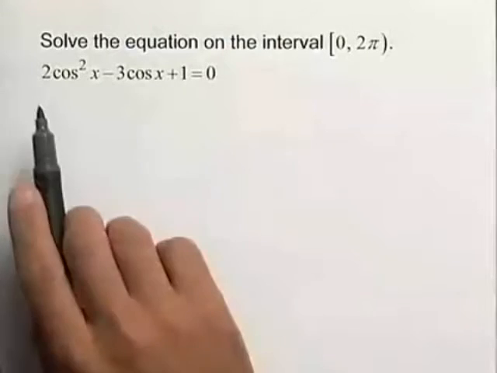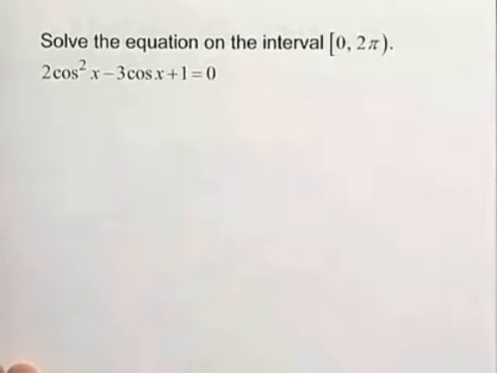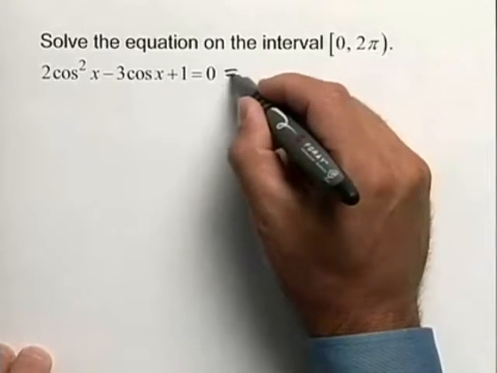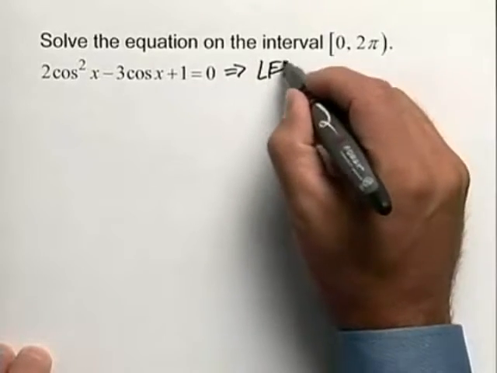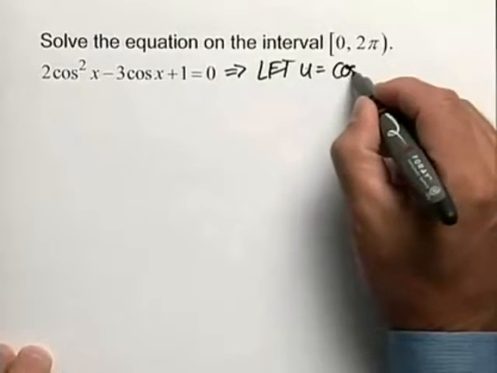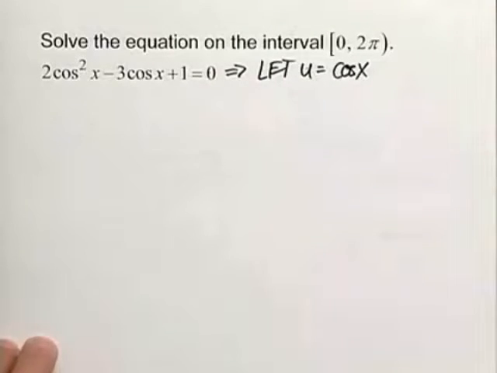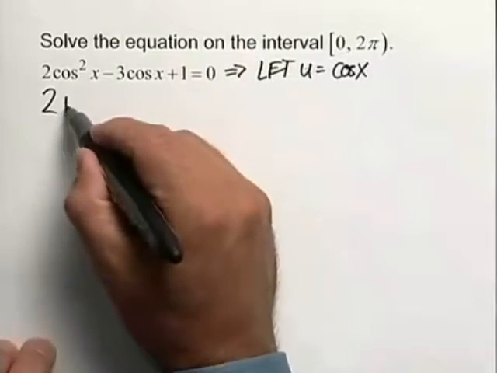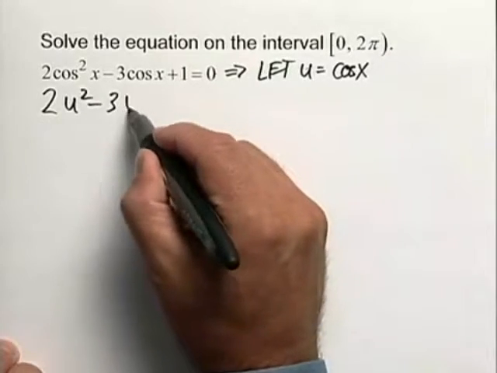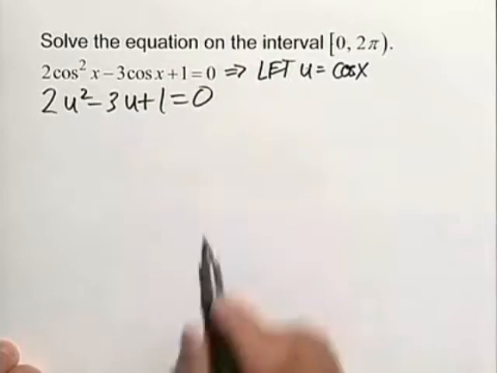This example is a trig equation that is quadratic in form. Here we're given 2 cosine squared x minus 3 cosine x plus 1. A good thing to do with a problem like this is to make a substitution and say let u equal the cosine of x. We can make a substitution here to get 2u squared minus 3u plus 1 equaling 0.